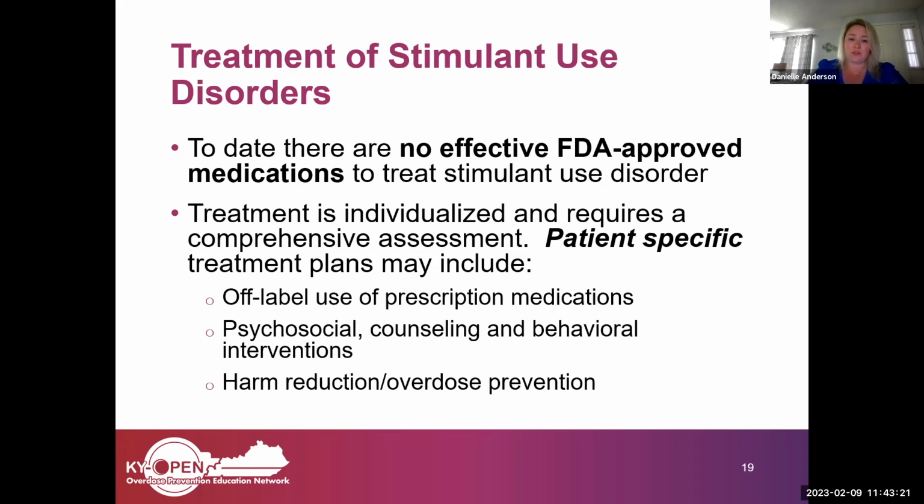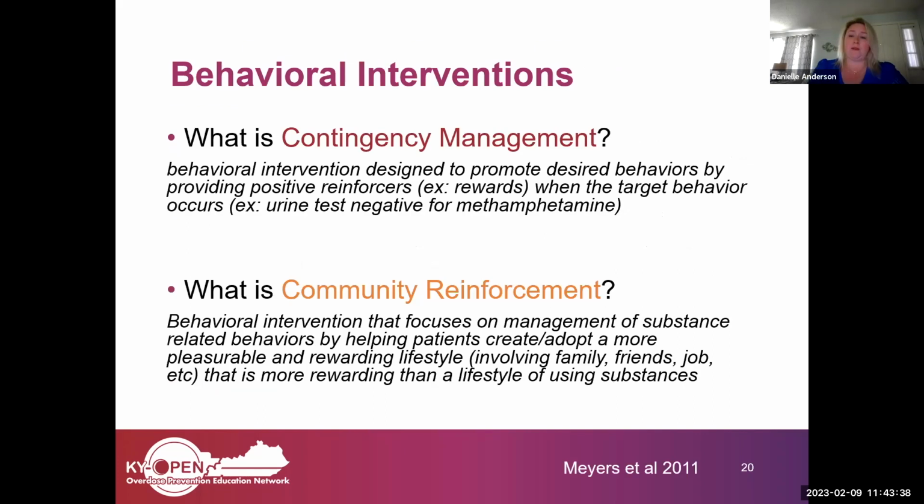So for stimulant use disorder, patient-specific treatment plans may include off-label use of prescription medications, psychosocial interventions such as counseling and behavioral interventions, and then also harm reduction and overdose prevention. Our behavioral interventions that we talked about, these are the ones that have proven to be effective after years and years of study. Contingency management is that behavioral intervention designed to promote desired behaviors by providing positive reinforcers such as rewards. And we give those when the target behavior occurs.